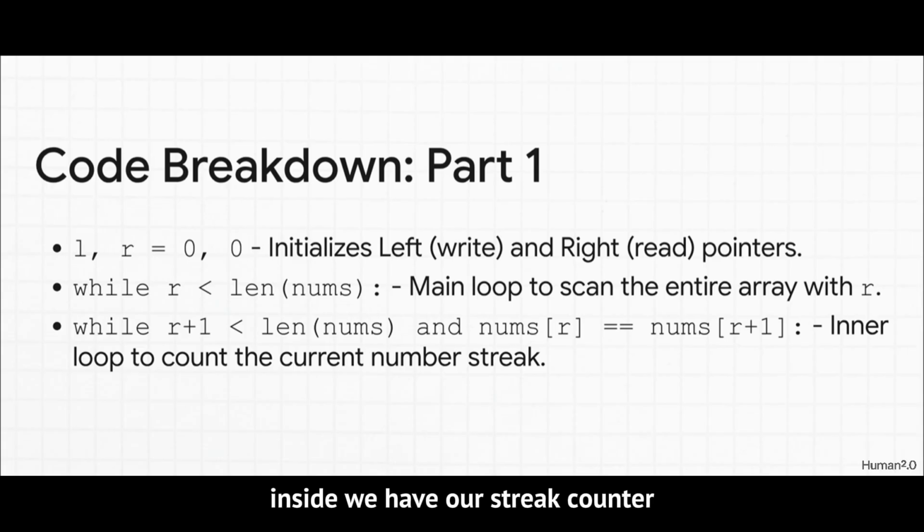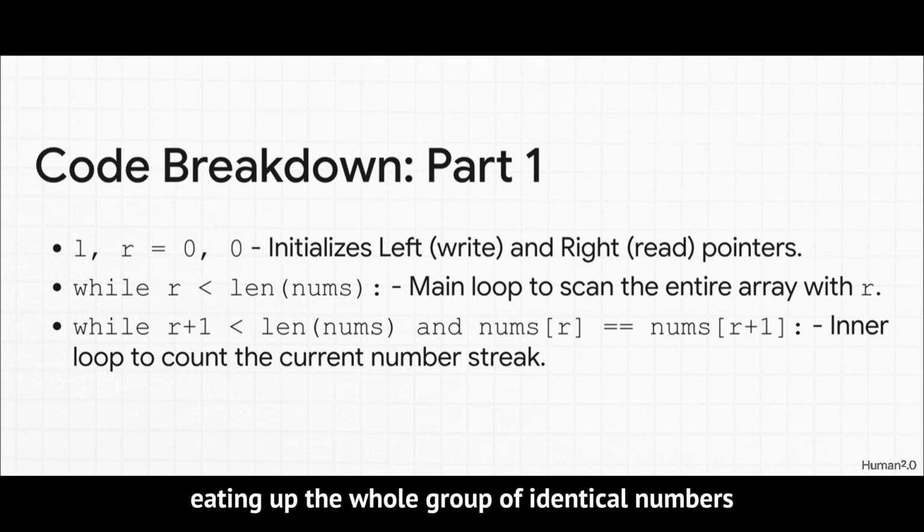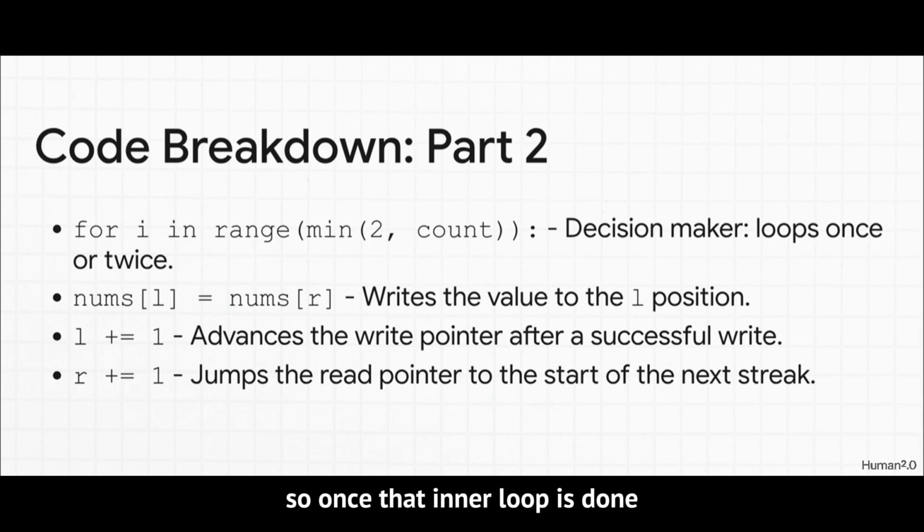Inside, we have our streak counter. That's this nested while loop. It just keeps peeking at the next element, and as long as it's the same, it moves the R pointer forward, basically eating up the whole group of identical numbers. So once that inner loop is done, we know the count of the streak.